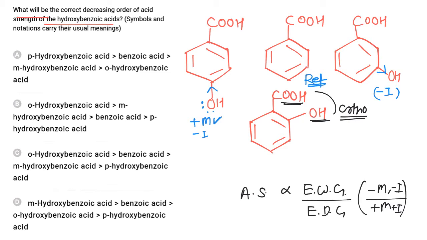So ortho hydroxybenzoic acid, fourth, will be most acidic. Then meta hydroxybenzoic acid is having minus I effect, and this minus I effect will increase acidic strength, so it is third. Now the second, reference benzoic acid, and para hydroxybenzoic acid, due to its plus M effect, will be least acidic, and hence correct answer is B.